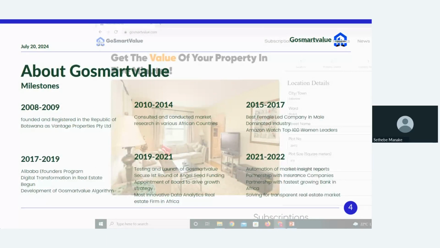Just in terms of the background, GoSmart Value is an element of Vantage Properties, which was first registered in 2008 in Botswana. And then we did some consulting between 2010 and 2014.